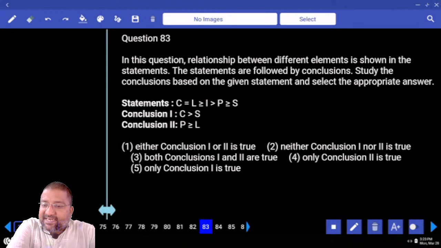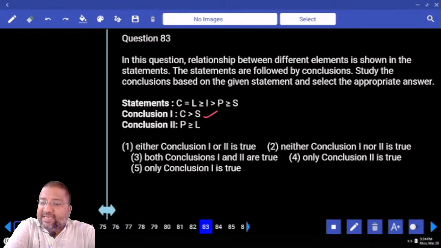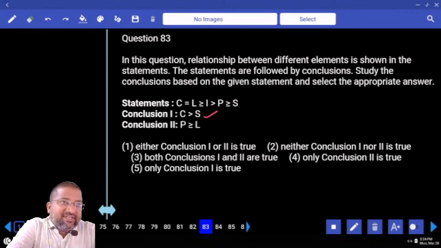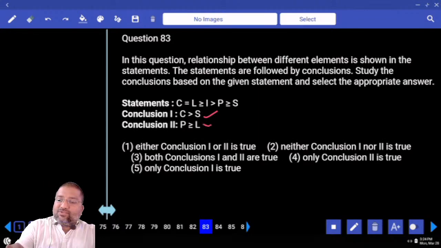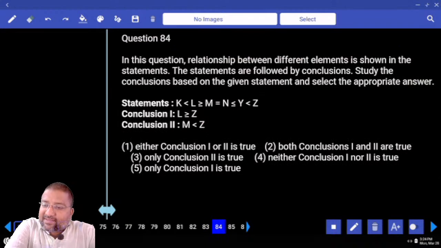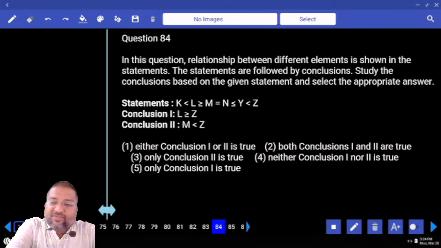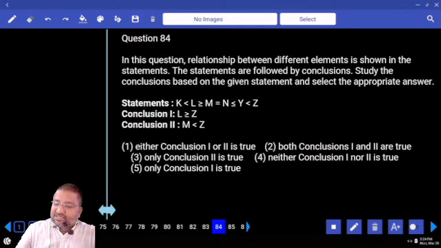83. C greater than S? Yes. Absolutely yes. I can see only greater than or equals to and greater than in between C and S. P greater than or equals to L? No, no, no. Only one follows. 84. L greater than or equals to Z? No. Why? Because opposite symbols. M less than Z? Yes. So what's the answer? Only two follows.